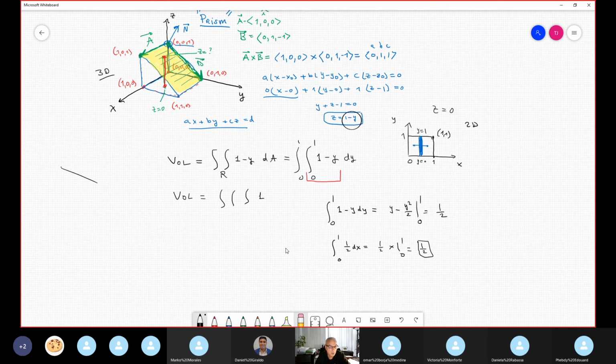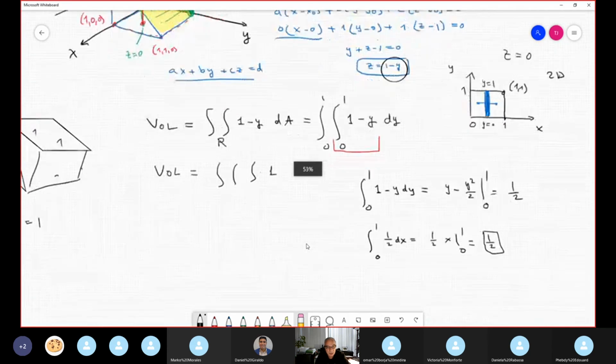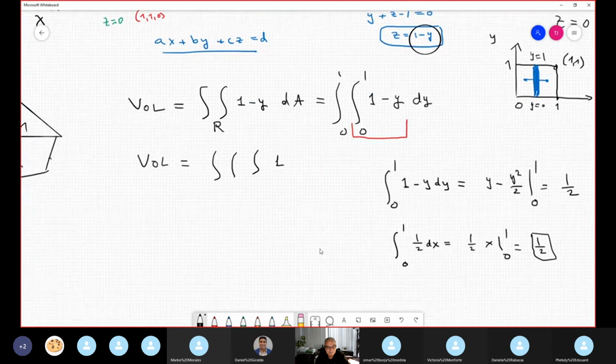Look, it's a cube, no? Suppose that any side of the cube is 1. The volume is obviously 1, but this is half of that. So it's obvious that the answer is 1 half. But okay, I tried using calculus. Maybe another, more complicated example, but let's do it out of curiosity. Now let's do it using a triple integral.